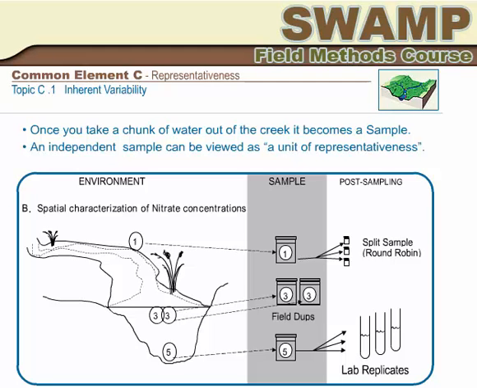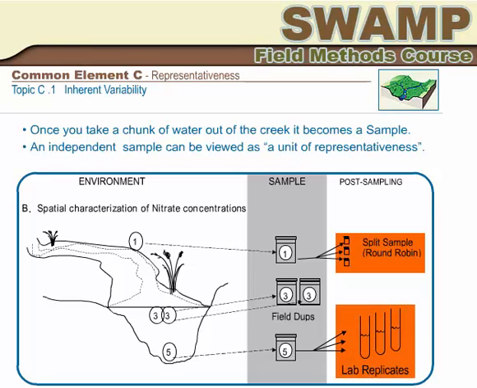Once you take a chunk of water out of a creek, it becomes a sample. The gray zone in the schematic on your screen signifies this special status. An independent sample can be viewed as a unit of representativeness. Anything that happens to the sample later, whether it is split and sent to different labs in order to compare what they find, or the analyst takes 3 replicate test tubes from the same jar, is about the handling and analysis, not about what's happening in the creek. In other words, the lab replicates results, which can only tell you what the repeatability of the measurement system is.